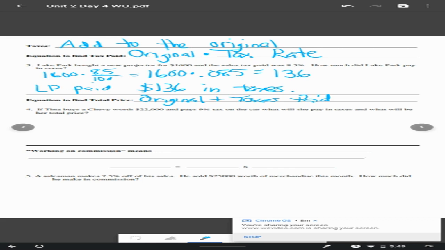So if Tina buys a Chevy worth $22,000 and pays 9%, we get $22,000 times 9 divided by 100, which would give me 0.09 in my calculator, or move the decimal 2 to the left, you get 0.09. So if you multiplied that, 22,000 in my graphing calculator times 0.09, we get $1,980.